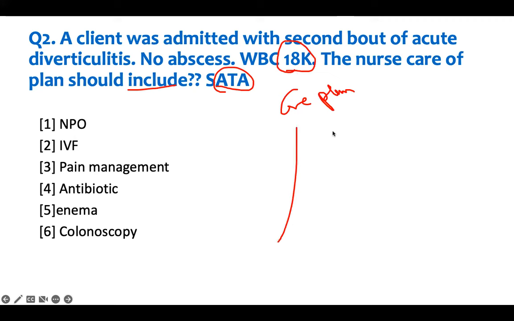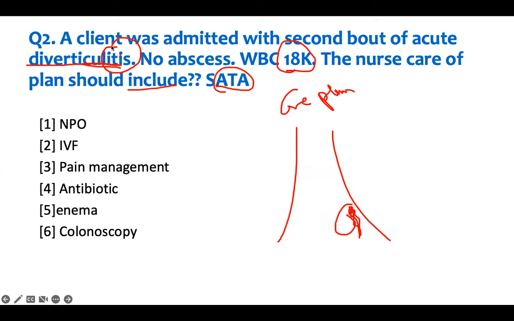So the patient was admitted. This is the left side. He has a pouch there that is inflamed, and a white count of 18. So what should the nurse include in the plan of care? I've told you guys that whenever they give you any GI pathology and it has "itis" at the end of the name, that means there's either an inflammatory or infectious process.